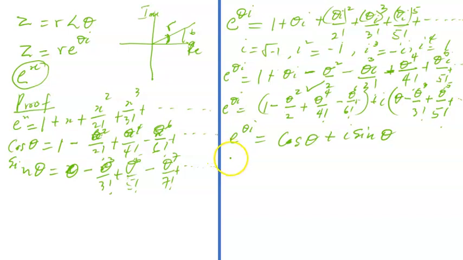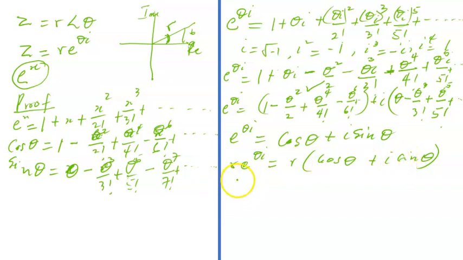Now let's multiply through by r. If you multiply through by r, r e^(θi) is now the same thing as r times (cos θ plus i sin θ). Now you see that this was what we got from our lessons when we taught how to express complex numbers in polar form.